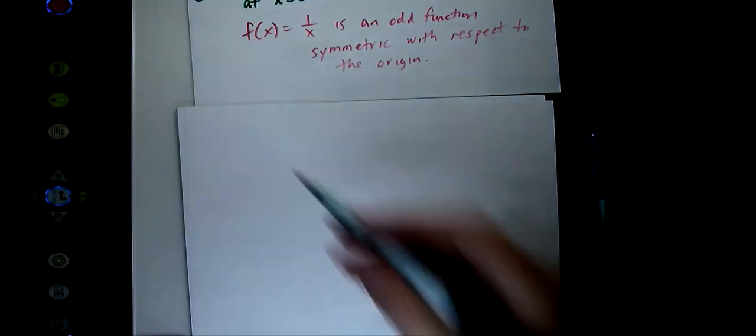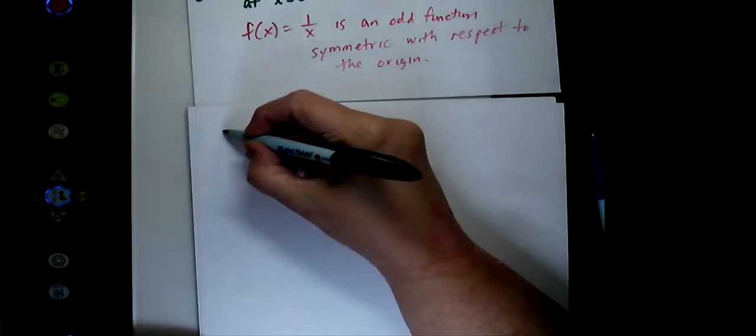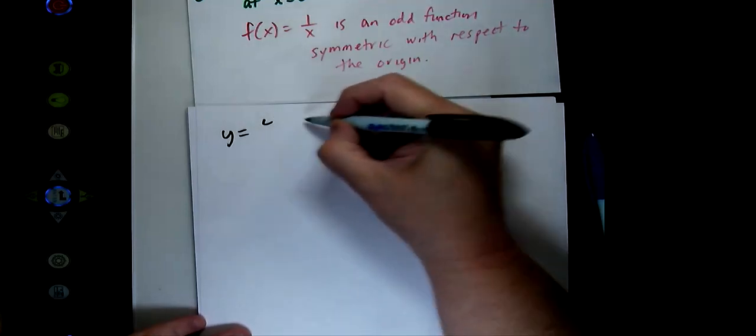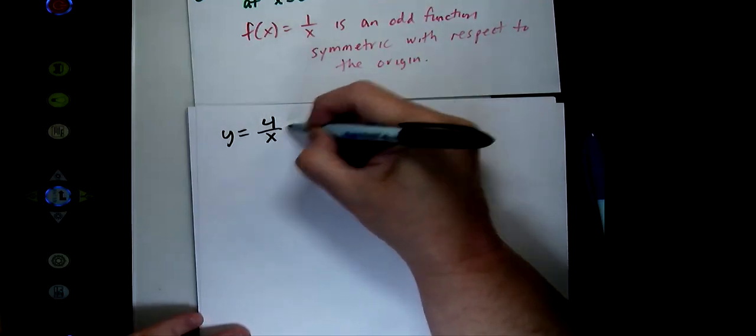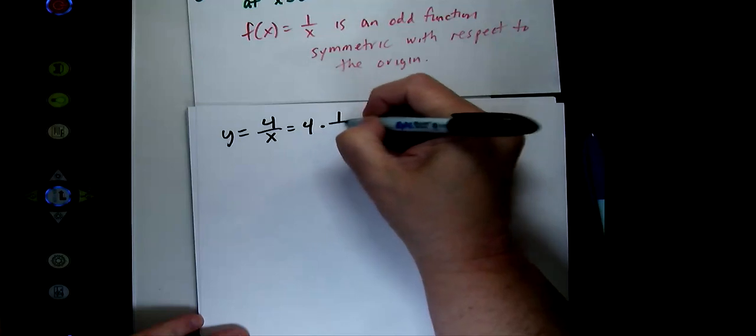All right, so that was that. Like if we had 4 over x, which is really just 4 times our reciprocal function.